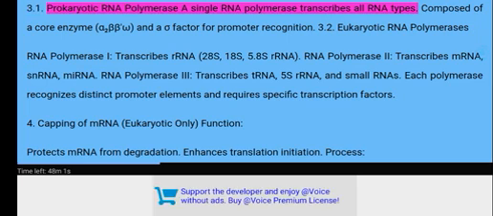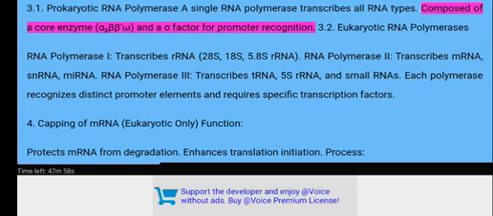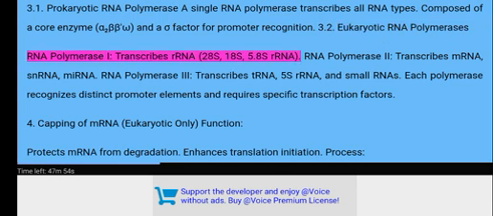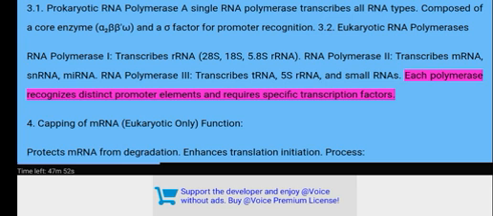3. RNA polymerases. 3.1. Prokaryotic RNA polymerase. A single RNA polymerase transcribes all RNA types. Composed of a core enzyme, alpha, beta, beta prime, omega, and a sigma factor for promoter recognition. 3.2. Eukaryotic RNA polymerases. RNA polymerase I transcribes rRNA: 28S, 18S, 5.8S rRNA. RNA polymerase II transcribes mRNA, snRNA, miRNA. RNA polymerase III transcribes tRNA, 5S rRNA, and small RNAs. Each polymerase recognizes distinct promoter elements and requires specific transcription factors.